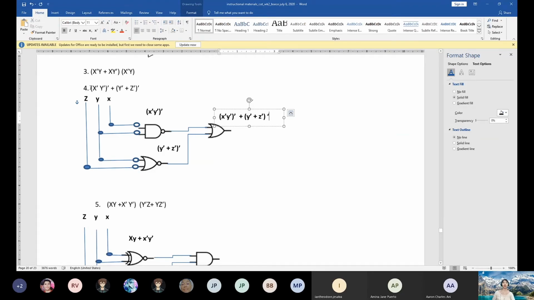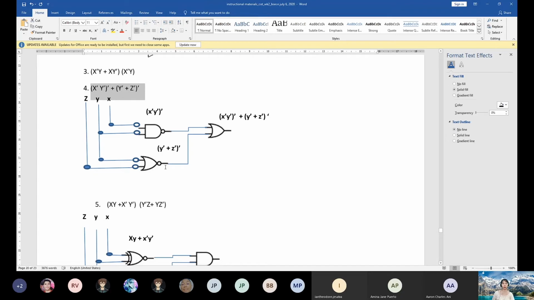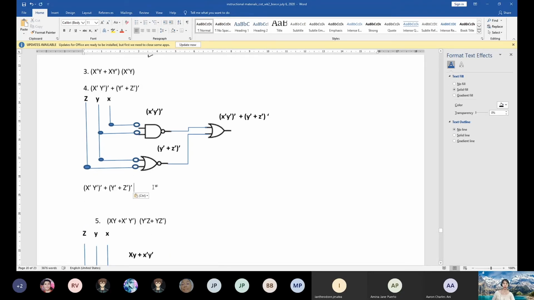So for number 4, we may have an alternative solution for that. We may use De Morgan's principle. So if we're going to use De Morgan's principle, you still remember De Morgan's principle, class? De Morgan's theorem? Class? Hello? Yes po, ma'am.